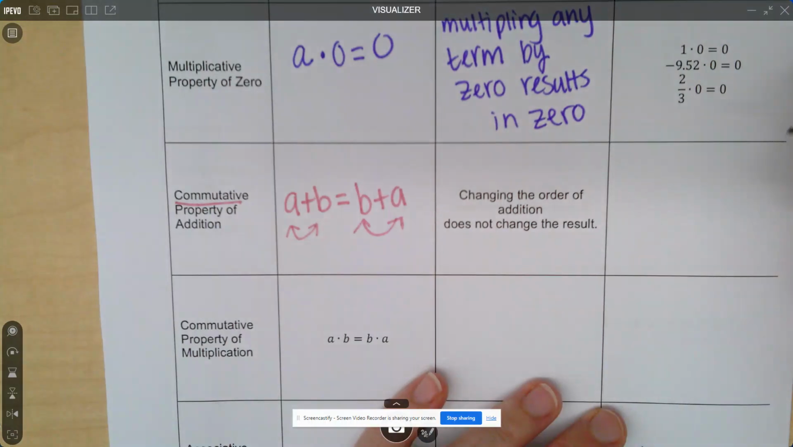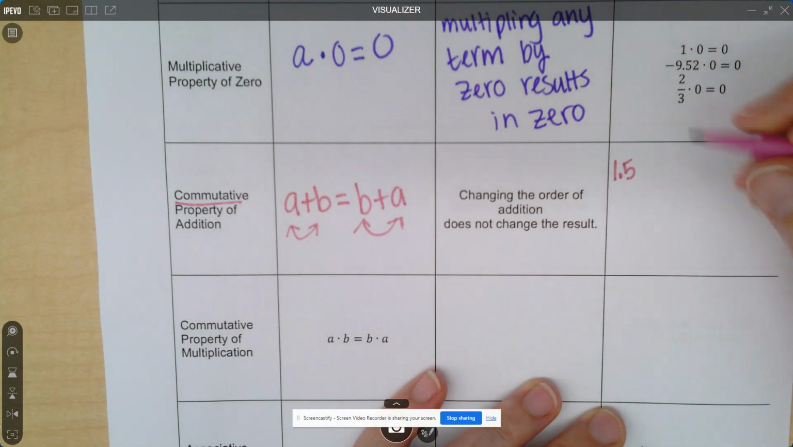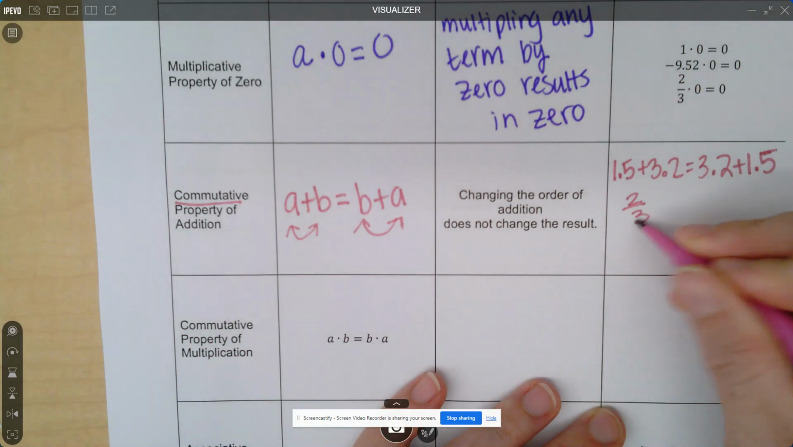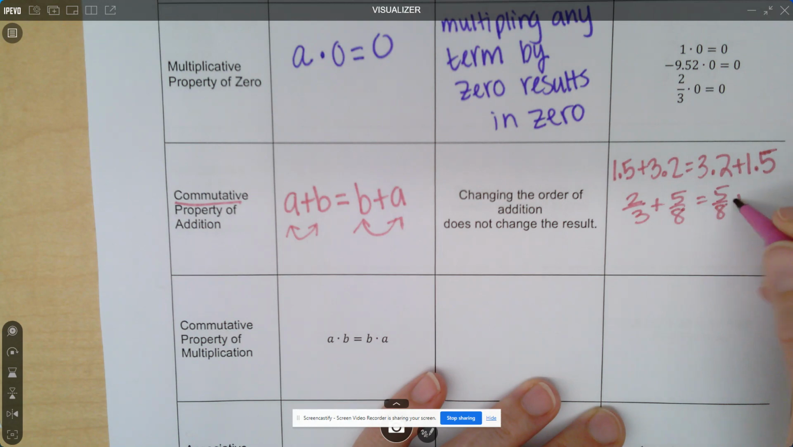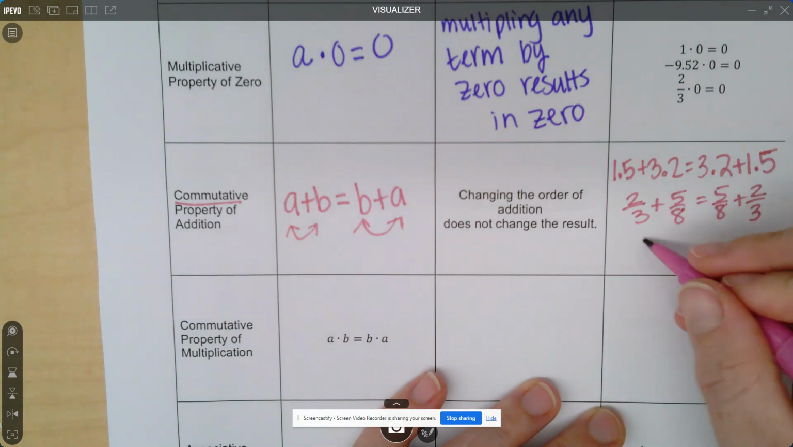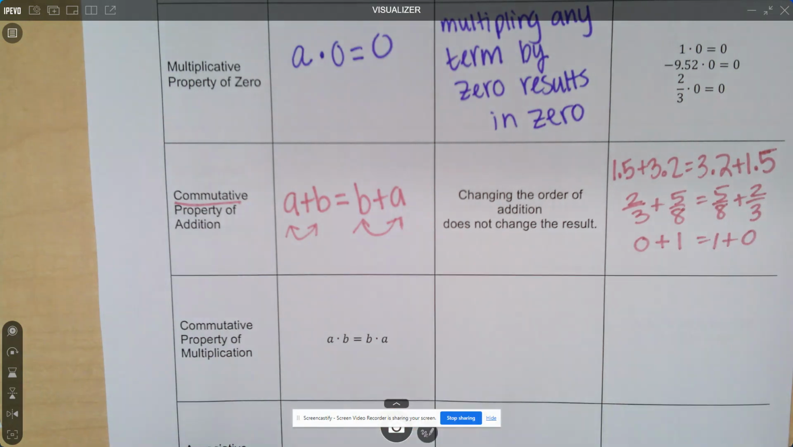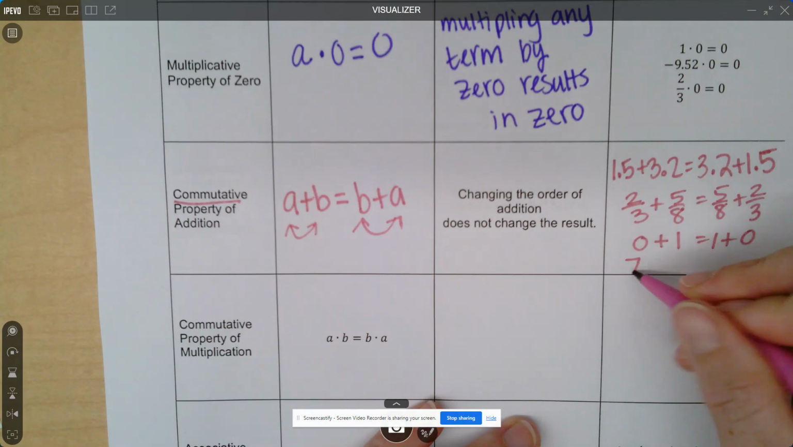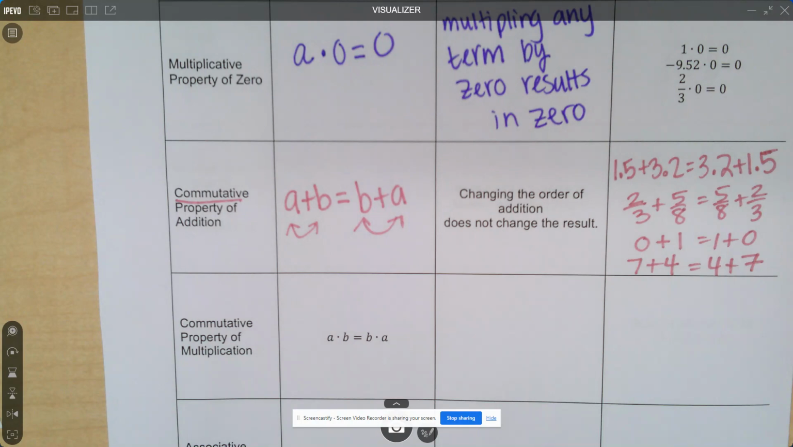So if we look at a couple examples of that, this works with rational numbers. 1.5 plus 3.2 is equal to 3.2 plus 1.5. Works with fractions, other rational numbers. 2/3 plus 5/8 is equal to 5/8 plus 2/3. Works with 0. 0 plus 1 equals 1 plus 0, a whole number. Works with natural numbers. 7 plus 4 is equal to 4 plus 7. Works with all the real numbers.